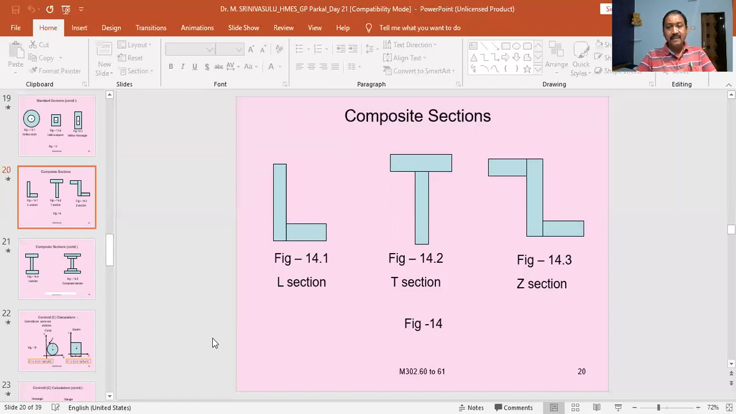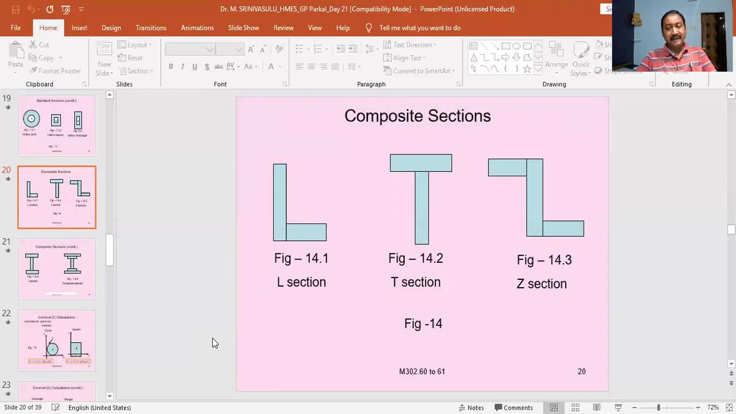So to solve some of the important problems, to design structures or machine elements. Here, why is it called a composite section? Because if you take the case of the L section, it is L, but it is nothing but a combination of two rectangles. One is the vertical rectangle and the second one is the horizontal rectangle.